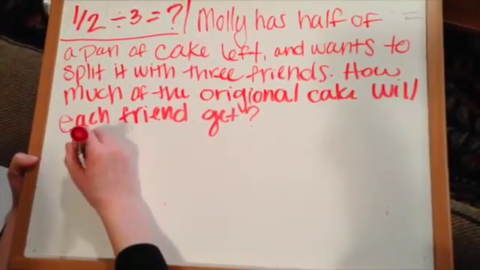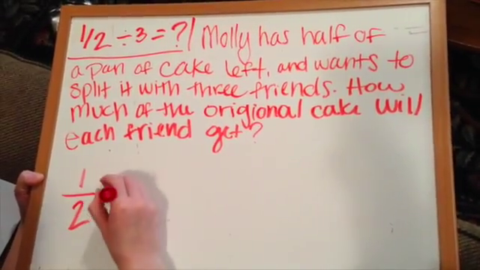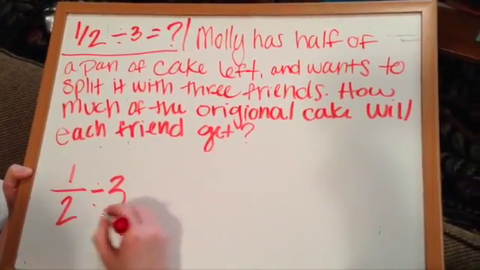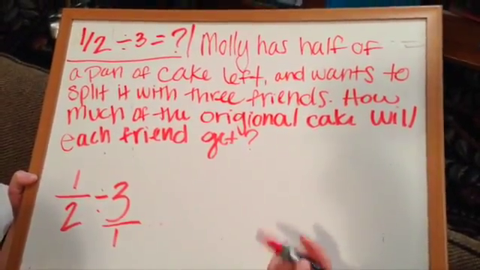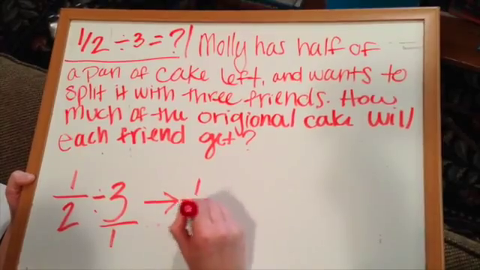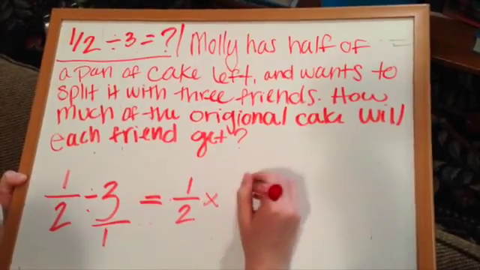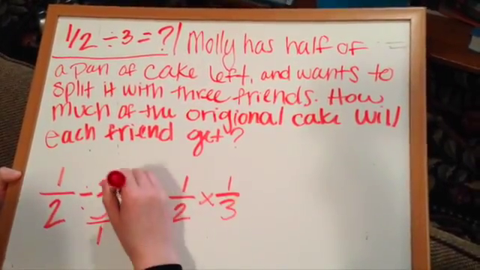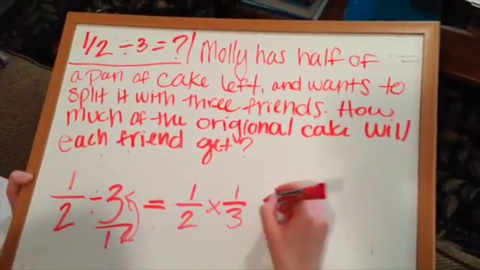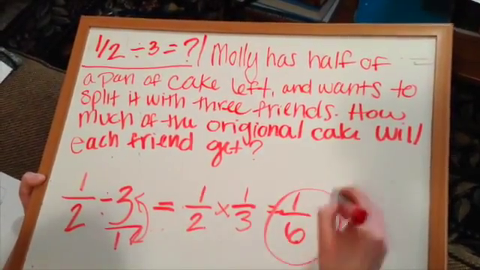So for a number sentence, when we're multiplying or dividing fractions, this is what we start out with, but we can turn the 3 into a fraction, so it becomes 3/1. But to make it a little bit easier, it equals 1/2 times 1/3. So we inverted these. So then 1 times 1 equals 1, and 2 times 3 equals 6. So our answer is 1/6.